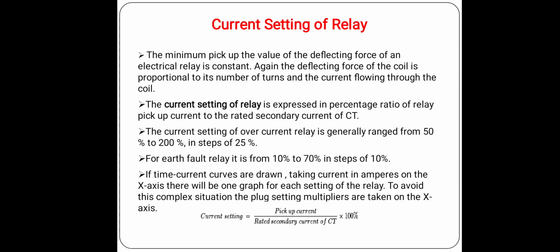So here we see that the relay setting is 50% to 200%. If the usual current rating of the relay is 5 ampere, then 50% is 2.5 ampere and the maximum 200% means 10 ampere, and the step will be 25%, that means 1.25. So the values will be 2.5 ampere, 3.75 ampere, 5 ampere, and so on till 10 ampere.